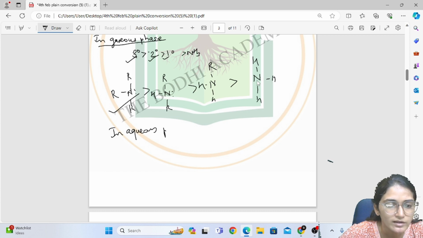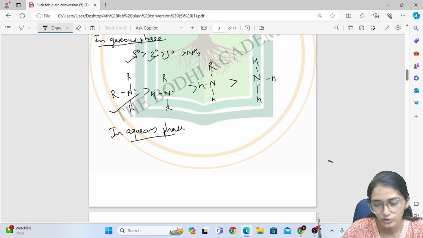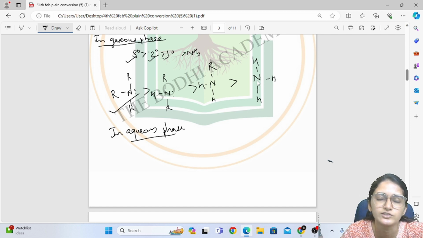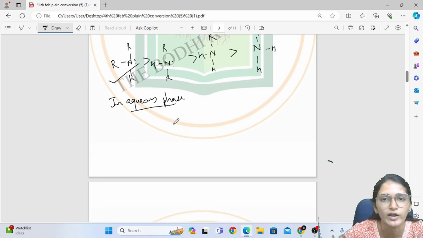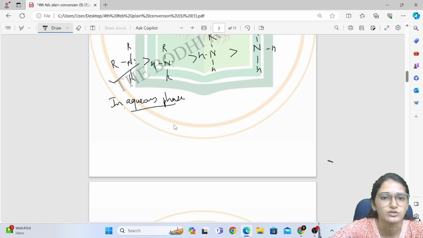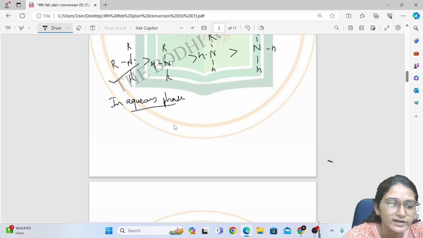Aqueous phase means water will come into the picture. If water is coming into the picture, there will be bonds generated between the amines, whatever we are putting in water, and the water. So here not only the electron donating group will be shown, but other effects will also be seen. Here we have seen the inductive effect, but in this case we will see the solvation effect. Even steric factors will come into the picture. So we will see how these other factors affect the basicity of the amines.